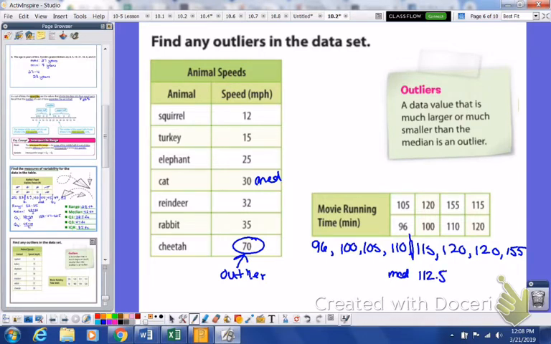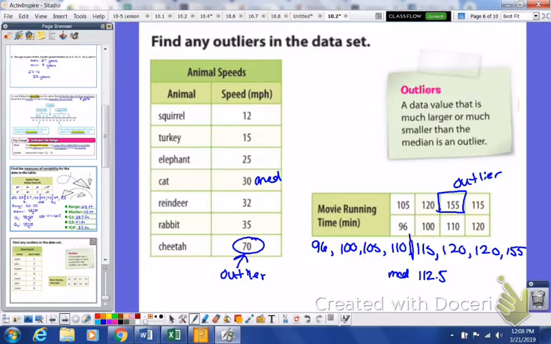Now if we check out the rest of our times, our minimum here of 96 is only 16 away from our median. Everything else is pretty well close together until we get to that 155. That's adding an entire half hour to the next closest movie time. So that 155 would be an outlier. It's not majorly outside of the times, but it is an outlier.